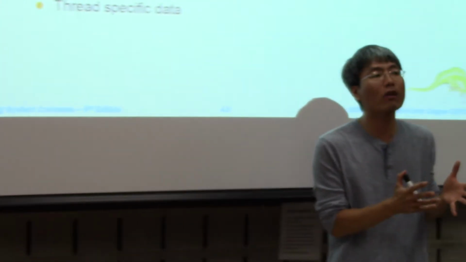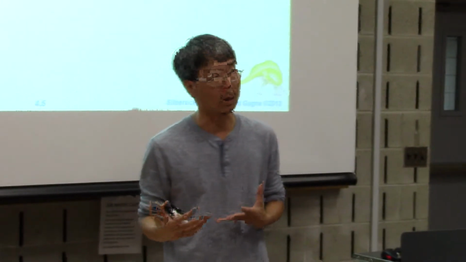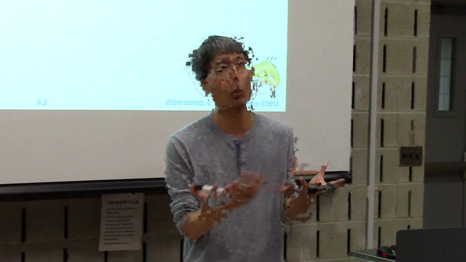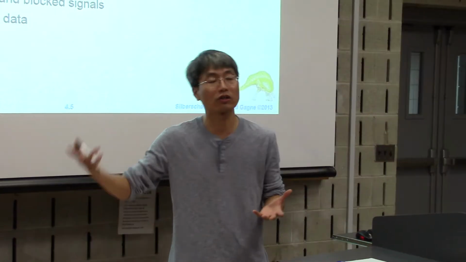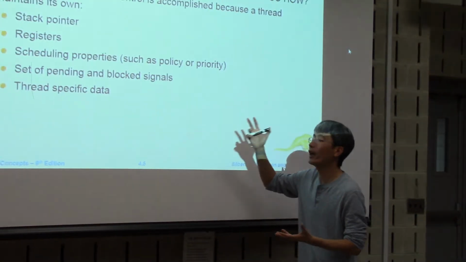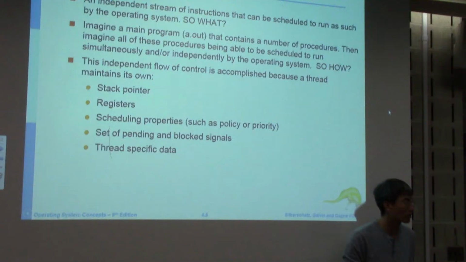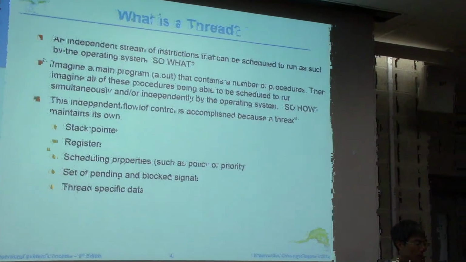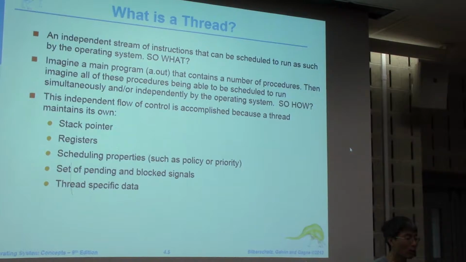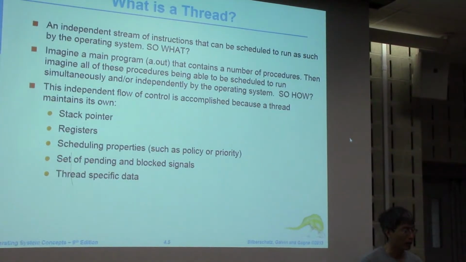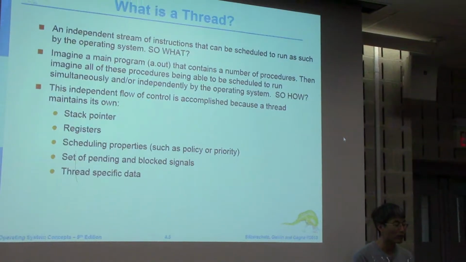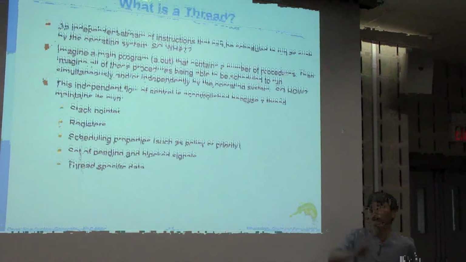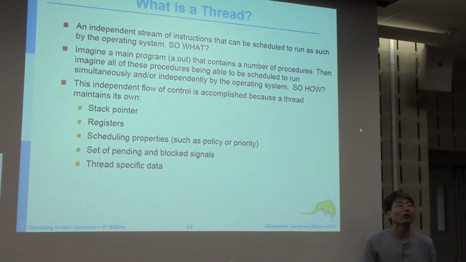And scheduling property, because a thread can be considered as one PCB, which means it will be regarded as one process by the scheduler. So the scheduler needs to assign one of the threads to get the CPU resources. So scheduling property cannot be shared. It's independent information. Also blocked or pending signals, and the thread-specific data. Other than these, it can be shared.